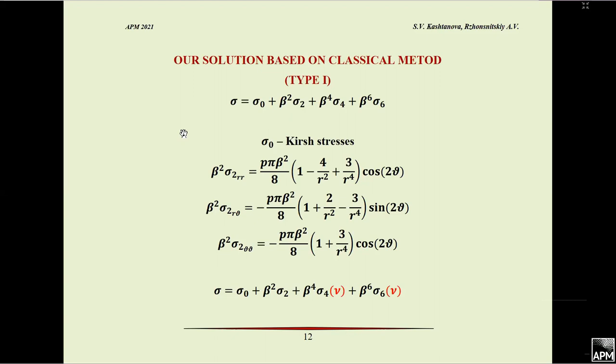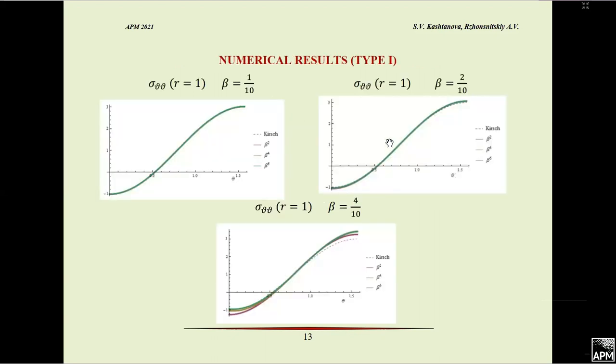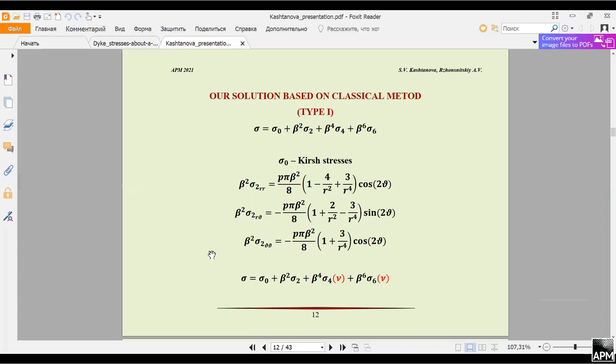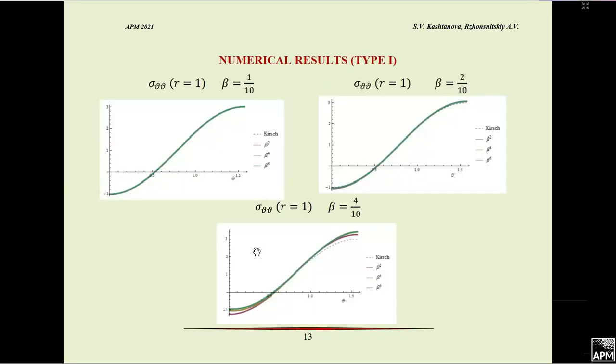I mean that if the range of beta is small, it works, for example 1.0, 1.2. But in the case of axial tangent, for example, it's the Kirsch problem, and the results coincide with the Kirsch problem, so there is no sense to do all this hard, tedious work if the result doesn't differ from the Kirsch problem.